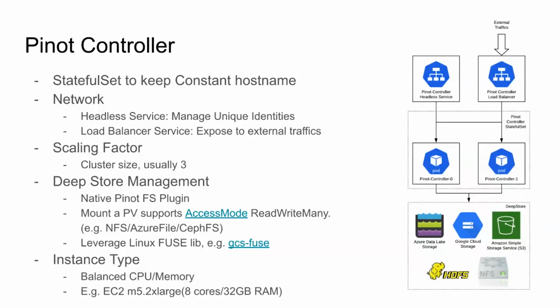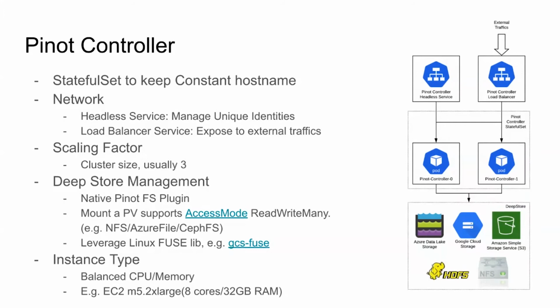So basically from here, each Pinot controller is based on their container and pod. The pod name is called Pinot-controller-0, and the next one we will call Pinot-controller-1. Hence, based on how many pods you are going to deploy, it will basically increase those numbers.